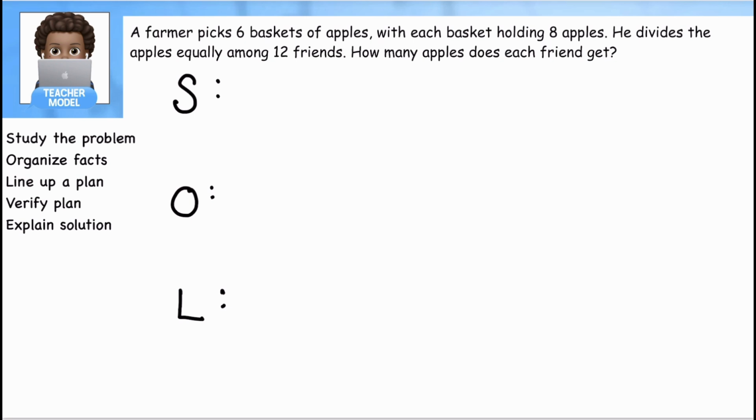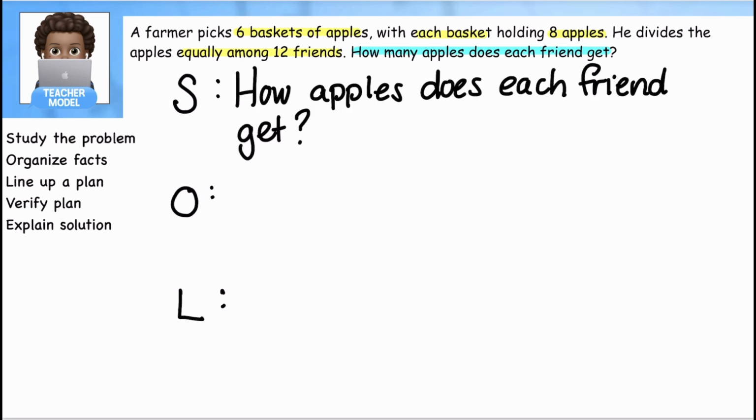Now I'm going to read it for information. This was the important information I see. That there are 6 baskets of apples. Each basket has 8. So that's already making me think there's a relationship between the baskets and the apples. And I'm supposed to share all the apples with 12 friends. And what is my role in the story? So now what is my goal? Is to figure out how many apples each friend gets. So that goes for my S. How many apples does each friend get?